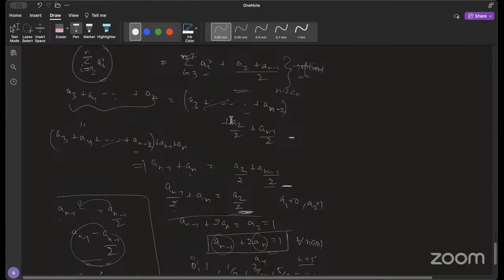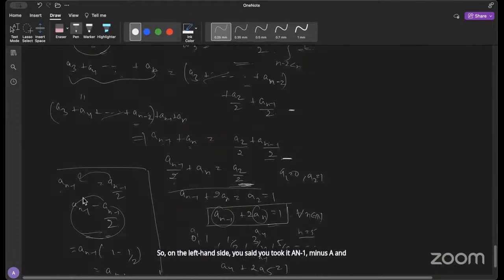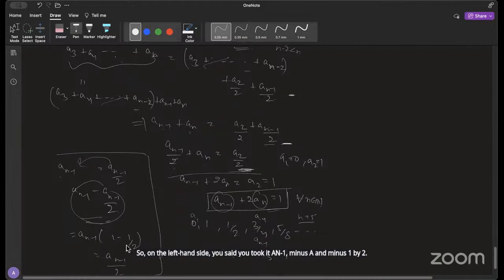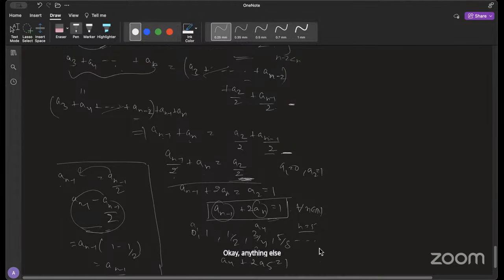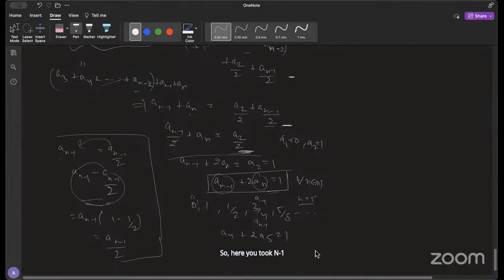So on the left hand side, you said you took an minus 1 minus an minus 1 by 2. Yes. And you took an minus 1 as common, so it becomes an minus 1 by 2. Okay.